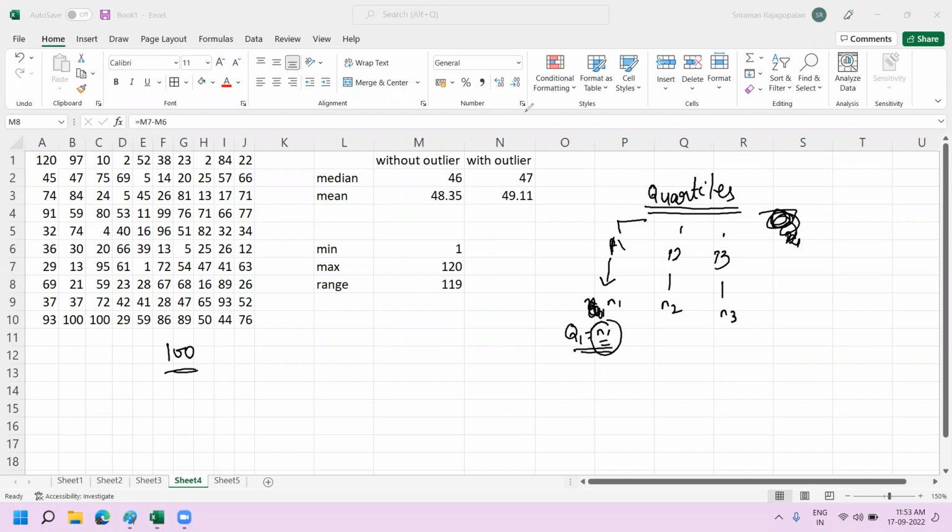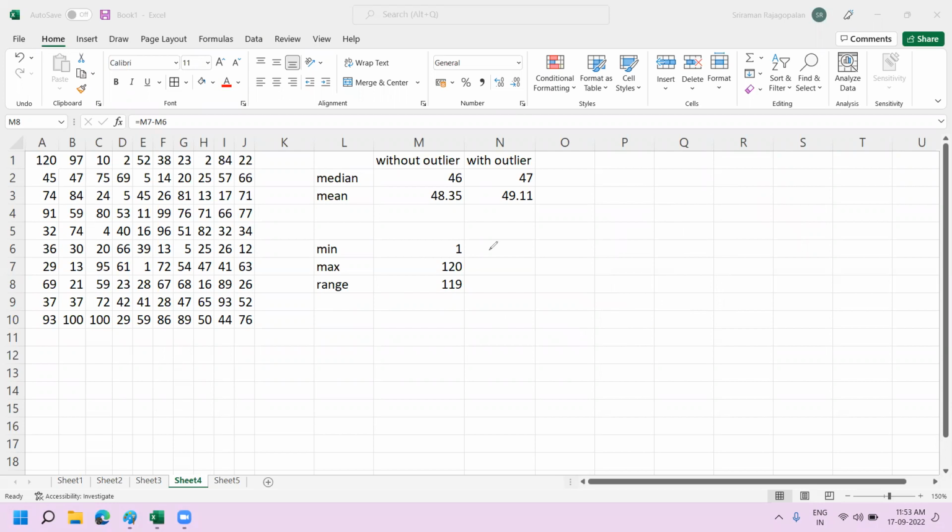Let us say, okay, we'll do this example. So I'm going to calculate quartiles. So this is Q1. What is the other name for Q2? 50%.